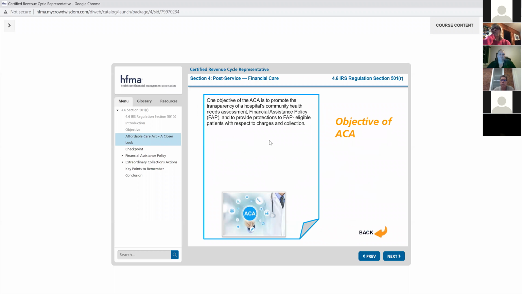So the objective of the ACA was to promote transparency of the hospital's community health needs assessment and financial assistance policy, and that policy is to provide protection to eligible patients with respect to charges and collections. And we're going to get into that now.